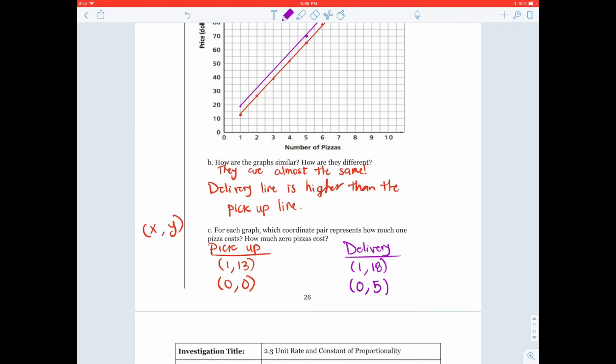So in real life, realistically, this doesn't make too much sense. You're not ordering anything, so why would you pay for delivery? I mean, unless you just want the delivery person to say hi to, but otherwise, it doesn't make any sense. But that's okay. All right.